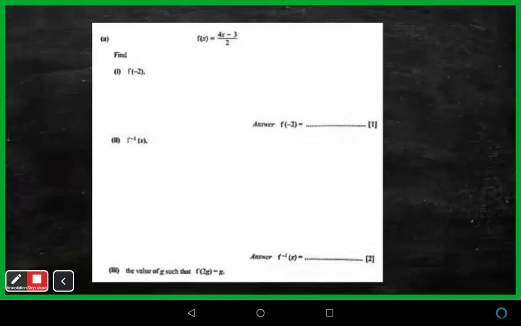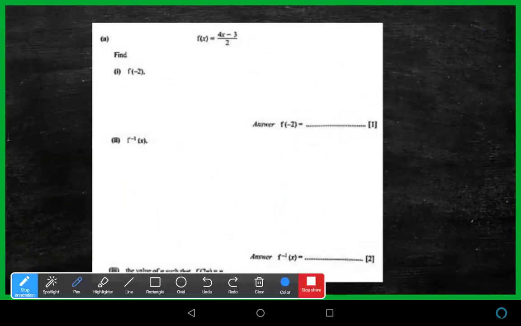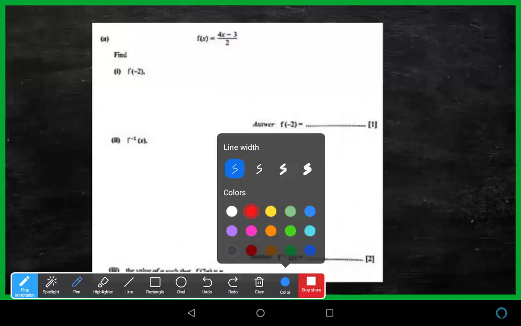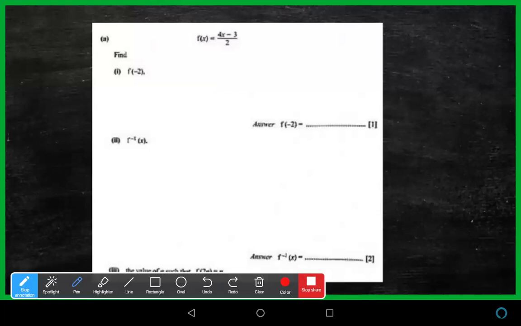Again, you can see the same types of question. The function is given, you have to input minus 2, and in part B you have to find the inverse. So you can see the types of question are repeating as well. But you need to be very strong in the concept of the function. Now we have to input minus 2.